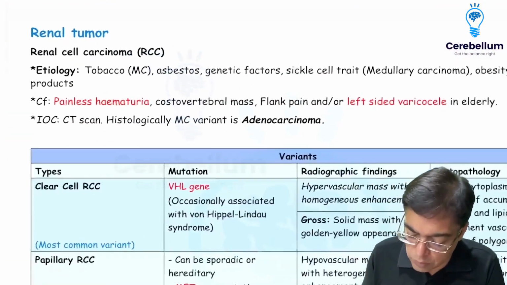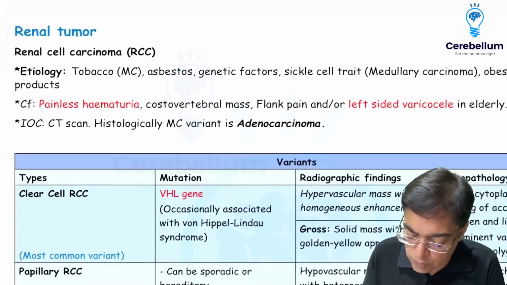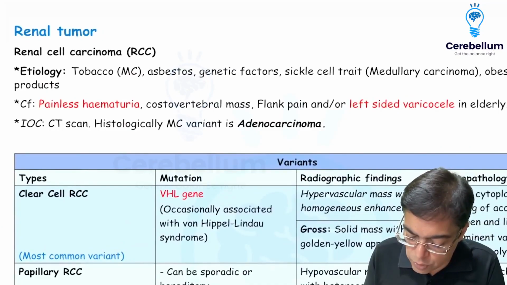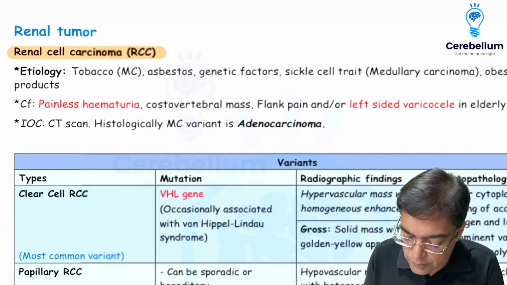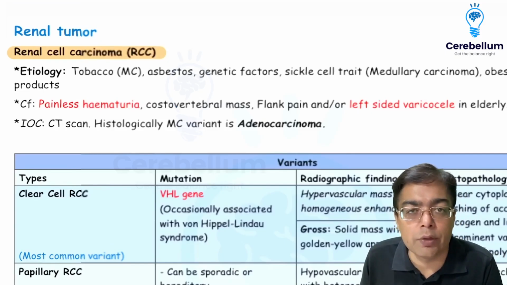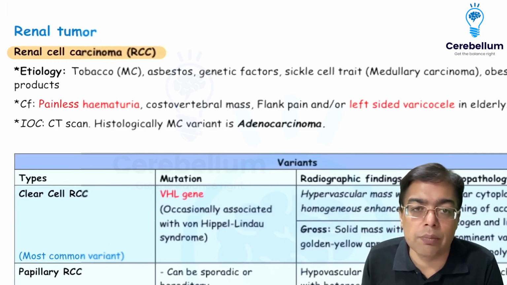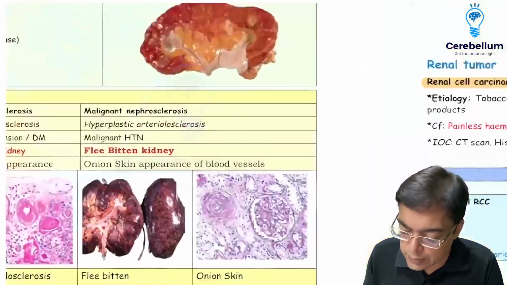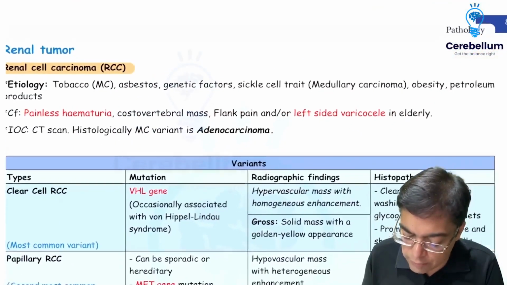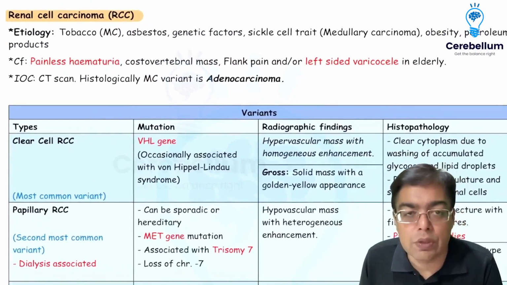Having now a word about the different types of renal cancers, one of the commonest cancers that is going to be asked in the exam is renal cell carcinoma. It's commonly associated with exposure to tobacco, asbestos exposure, for that matter, sickle cell trait, obese patients, and can be associated with patients who have undergone dialysis for a long duration of time.